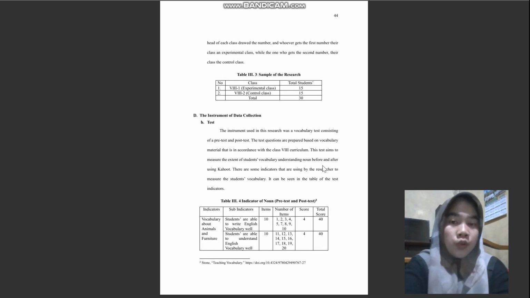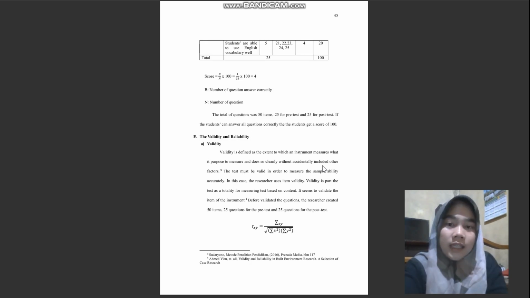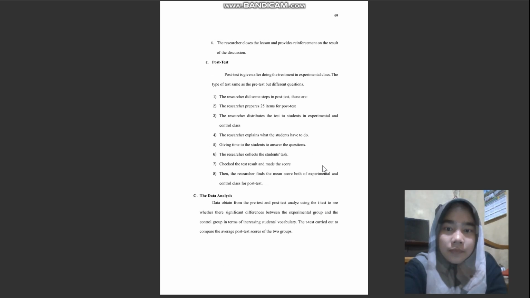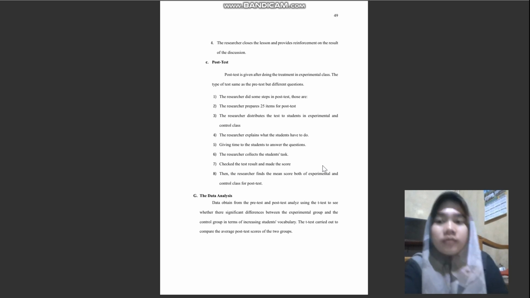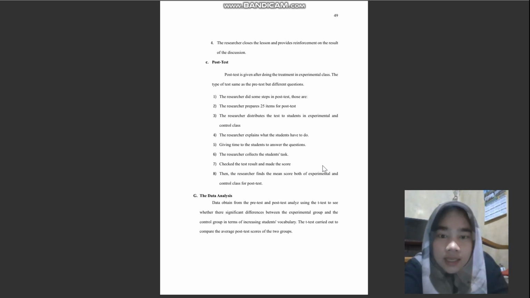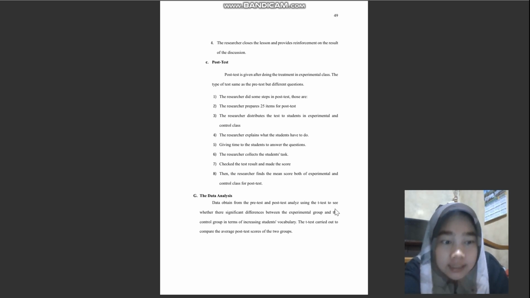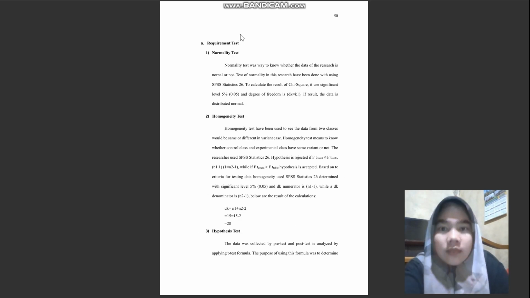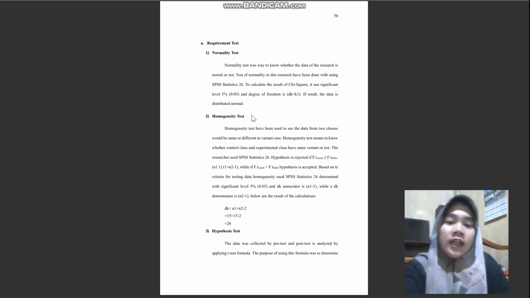And the next is data collection. There are clear procedures for pretest, treatment with Kahoot, and post-test. The next is data analysis. The data analysis is appropriate, using t-test. Requirement tests, normality and homogeneity tests, were conducted. SPSS version 26 was used correctly.